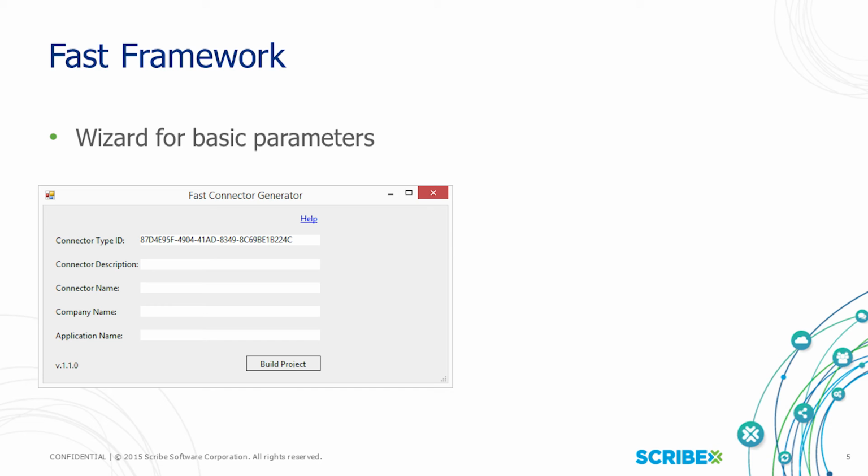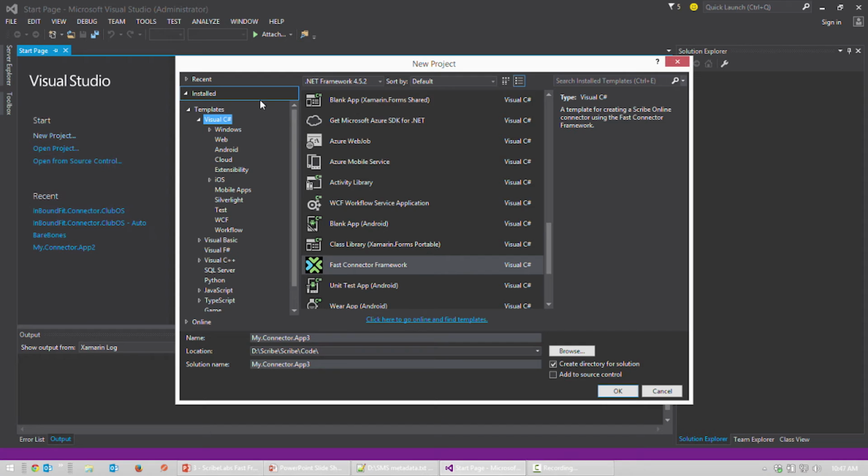Good. All right. So the Fast Framework does have an installation wizard. It creates a Visual Studio template, and when you execute that template, we have a wizard where we're going to be filling in some information. So here's a screenshot of the wizard, but why don't we just go right into the wizard itself and talk me through what I'm going to be doing here, Fuzz. So I'm going to hit New Project here, and I am going to choose my Fast Connector Framework here.